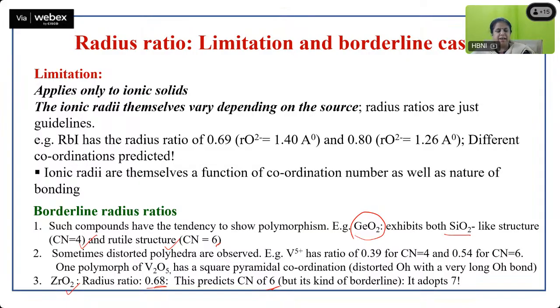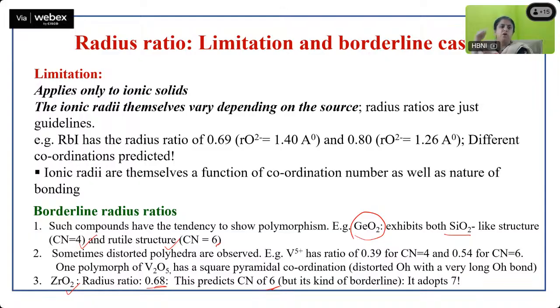So what are the different exceptions? What are the limitations of the radius ratio to be studied? It applies only to ionic solids, and also only to AX type solids. Ionic radii themselves vary upon the source, so radius ratios are just guidelines because you do not really have fixed ionic radii. The other thing is that ionic radii are themselves a function of coordination number. Suppose your ion has coordination number 8 in the cesium chloride type of structure, and you increase the pressure, it adopts the NaCl kind of structure.